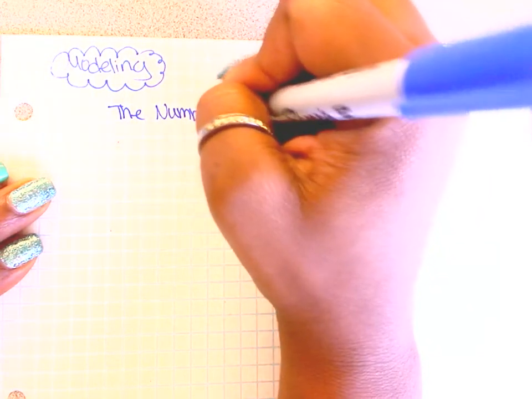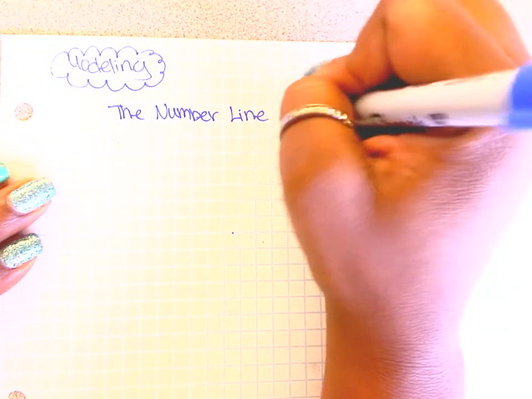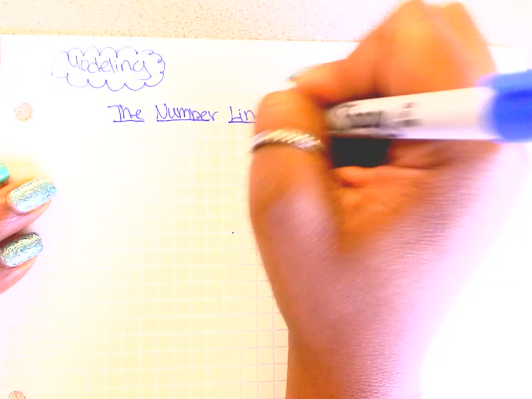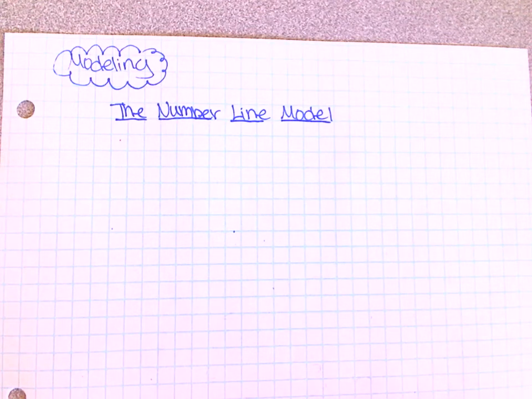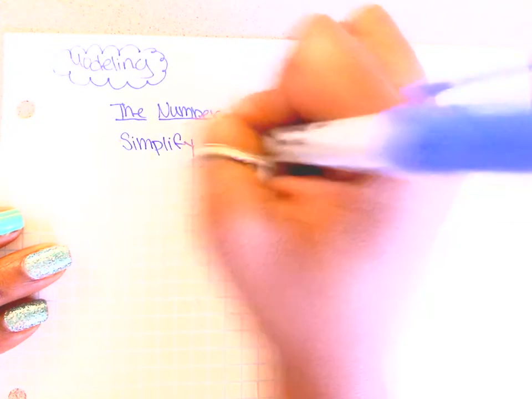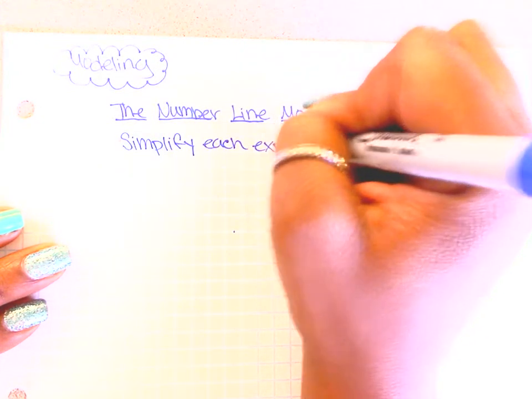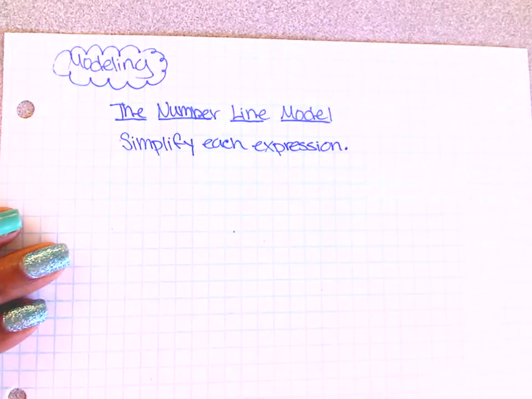Thank you very much. So let's talk about the number line model. This is one method you can use. I personally think this takes a lot of time to draw out. But if it's your preference and you're spatial or you're very logical and you want to see the sequencing, by all means, use this method. So your directions will state, simplify each expression.